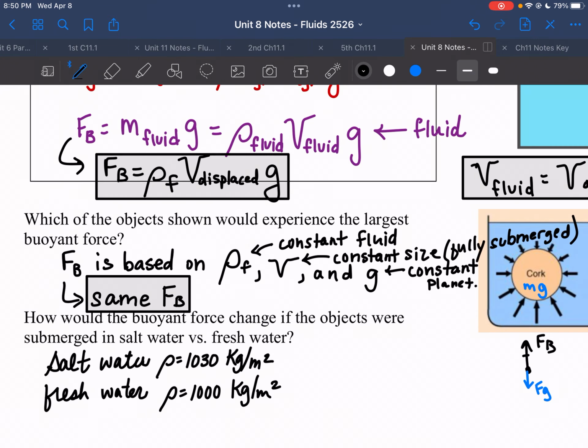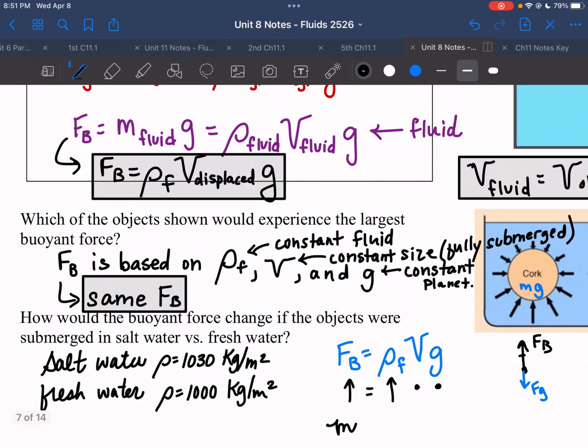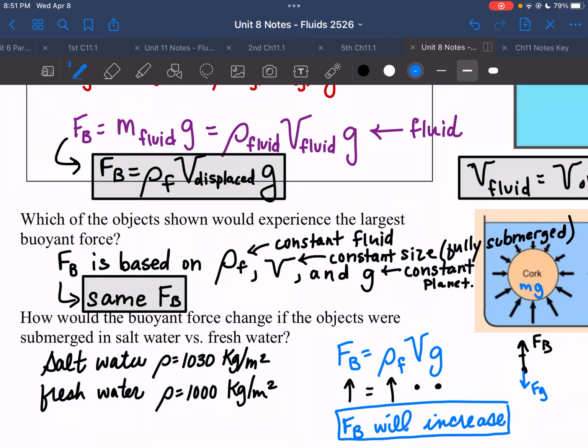So if we're going to determine how this affects the buoyant force, well, the buoyant force is equal to the density of the fluid times the volume displaced times the gravity. So if you increase the density and you keep everything else the same, volume is the same, gravity is the same, that means that the buoyant force must increase. So it must, use blue here. The buoyant force will increase. There's my answer.